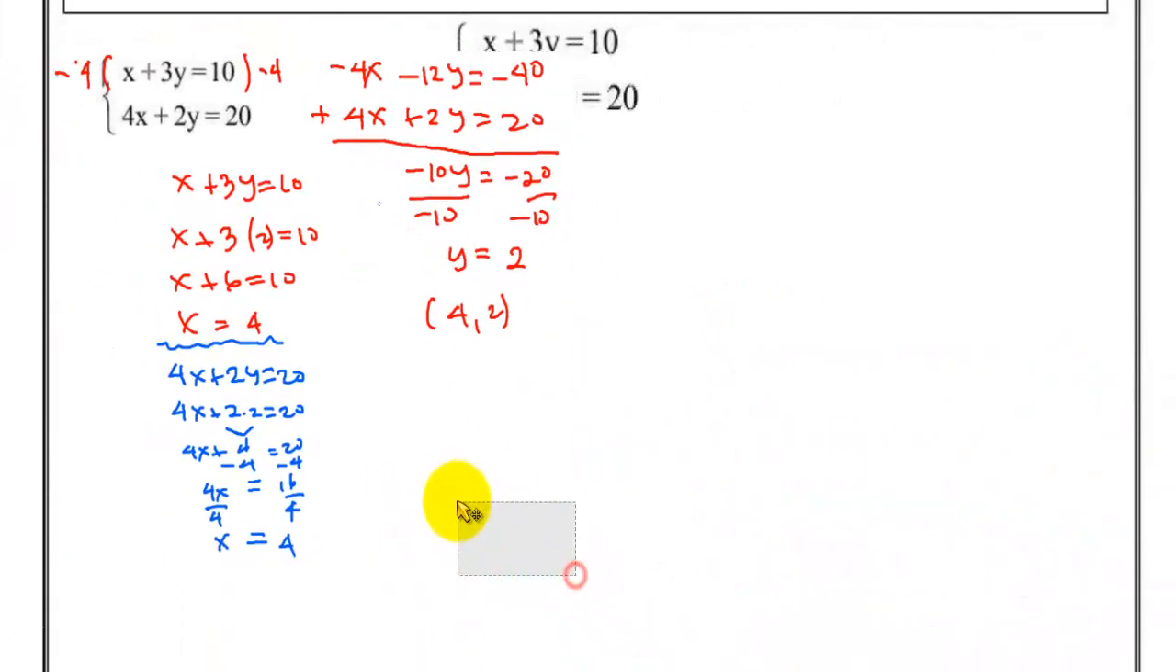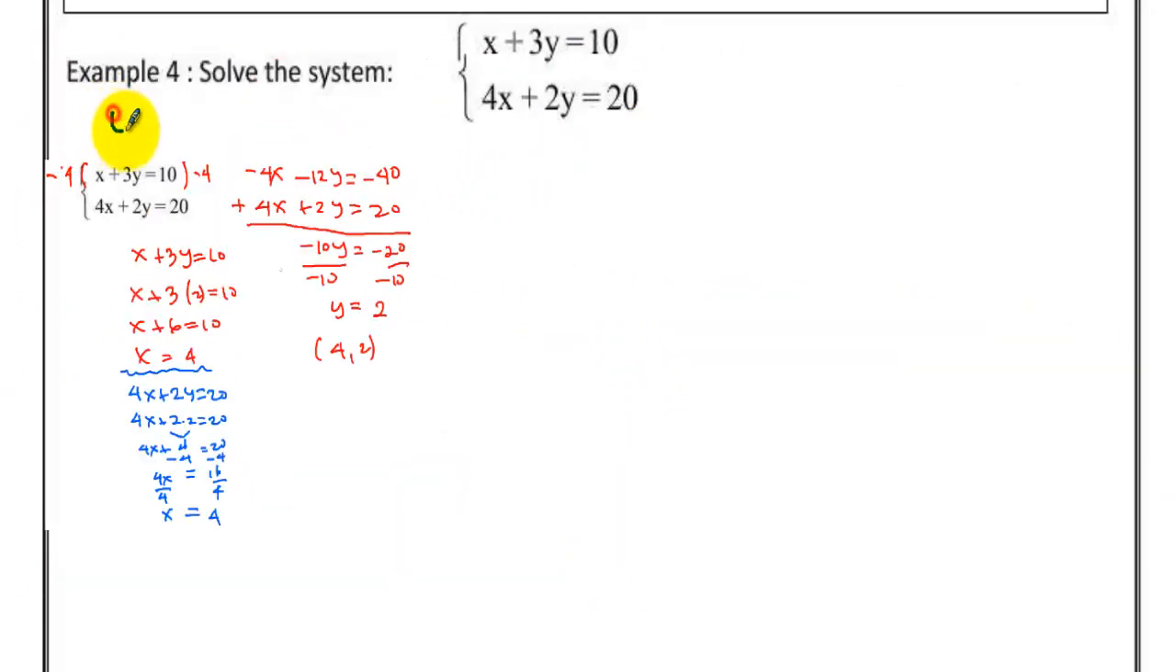This is what we did earlier. So we eliminated x. Now let's say you would like to eliminate y. So the coefficient of my y here is 3, and on my second equation the coefficient of my y is 2. So your goal is to make this a matching term and make the other one negative.